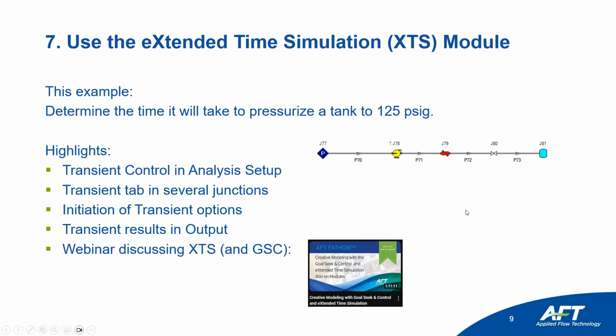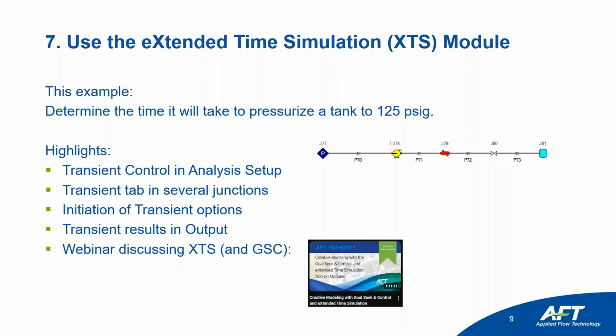All right, moving on to one of our other modules. This is our extended time simulation, or XTS module. What this does is allow you to take a bunch of steady state time snapshots over the course of a transient event. AFT Extreme is our solver to handle any surge effects. So XTS is not going to be dealing with surge. We typically call XTS our long transient solver.